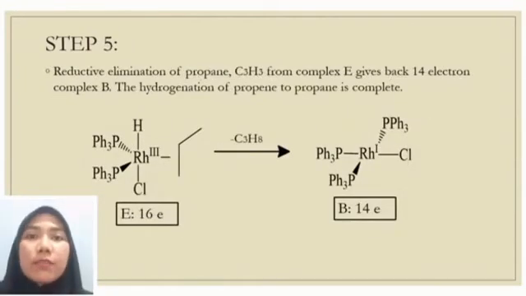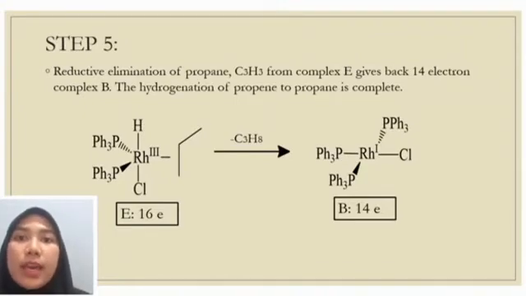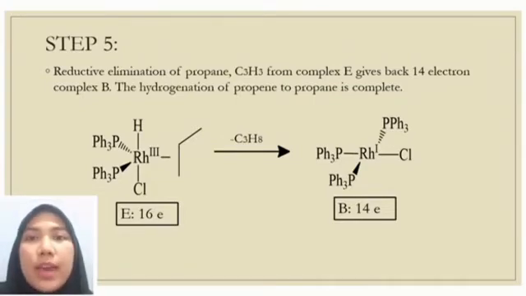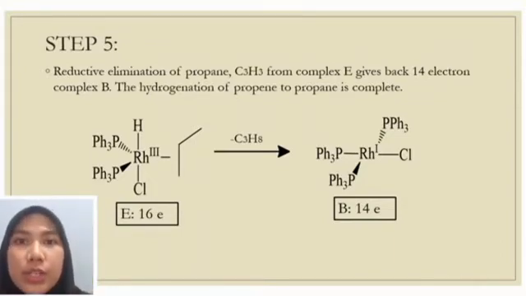Finally, step 5. In step 5, the reductive elimination of propane from complex E will occur, and it will produce complex B back, which is the Wilkinson catalyst. Therefore, the hydrogenation of propene to propane has completed. With that, we have done the whole mechanism for the hydrogenation of alkene.